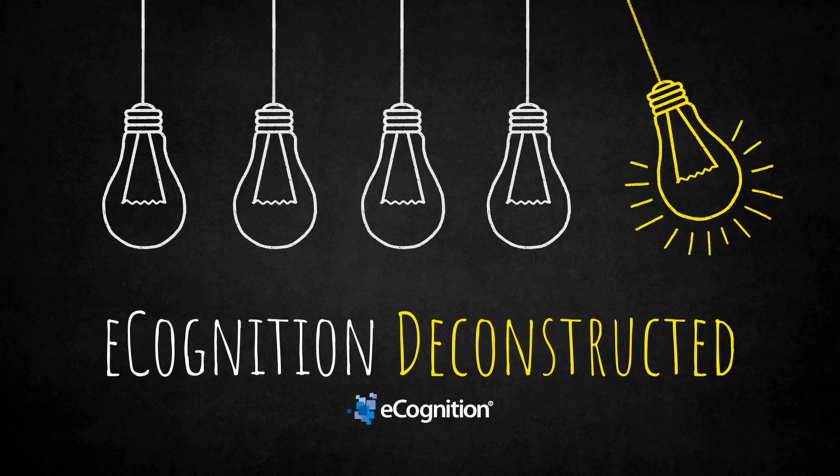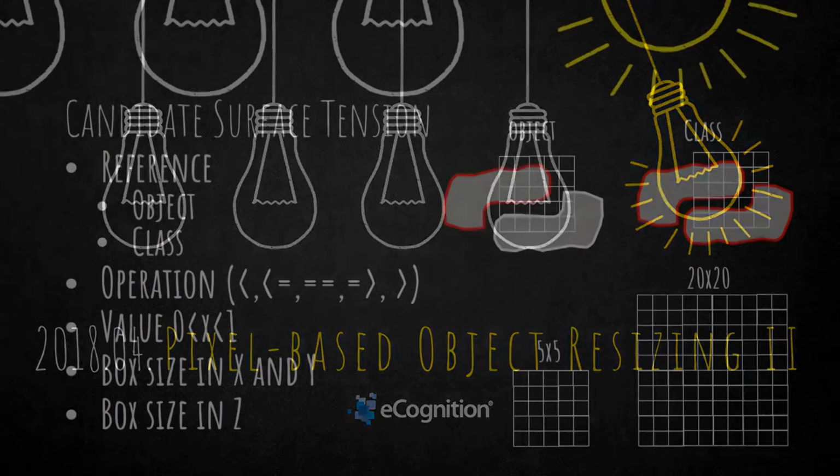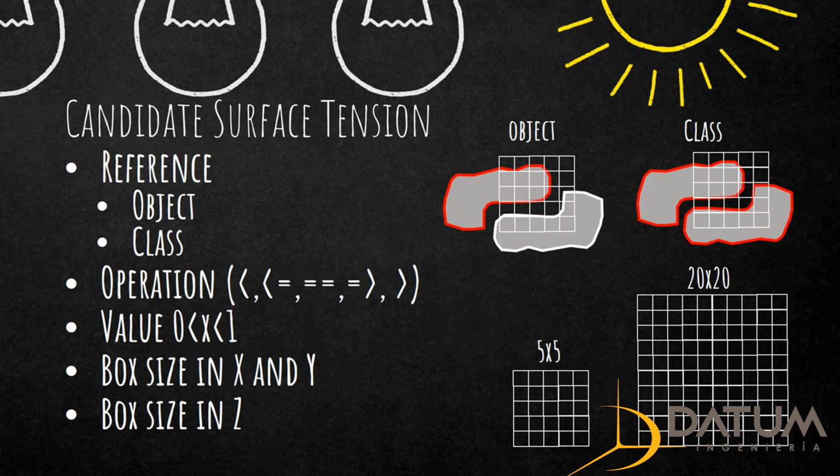This is another eCognition Deconstructed video. Today we're going to again look at pixel-based object resizing. This is the second video, so if you haven't watched the first one, please go ahead and do so, and then return to this video. As you remember, the pixel-based object resizing can be used to reshape your objects, and the candidate surface tension is a special setting that you can use to grow and shrink your objects.